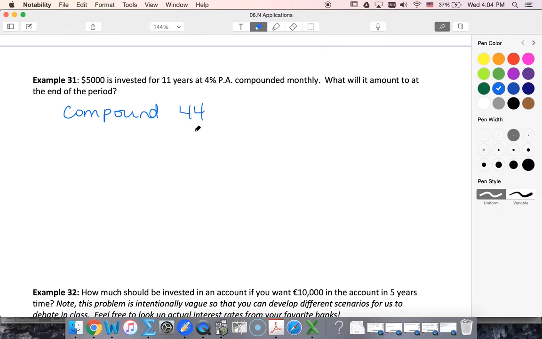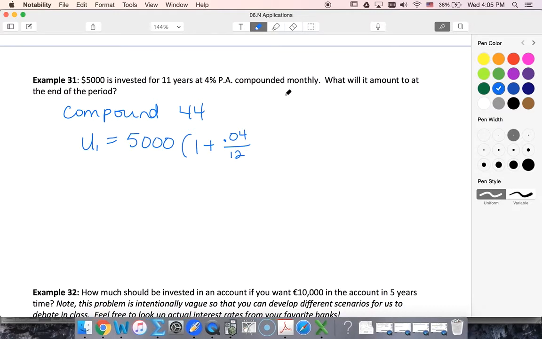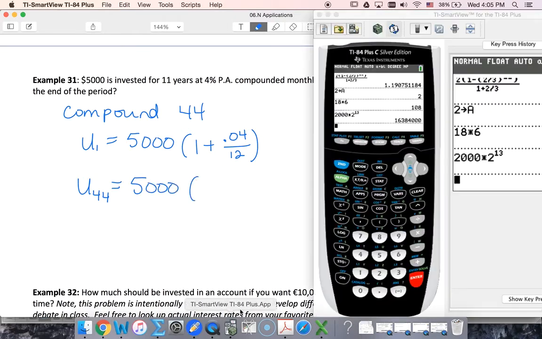44 times. At the end of my first compound, I'll have my 5,000 times how much interest I get, but this was the annual interest rate, so I'll get 100% plus my 4%, but that gets divided by 12 because this is the annual rate and I'm doing it 12 times per year. So this is my U1. I'm compounding 44 times, so U44 is going to be 5,000 times whatever this simplifies to.